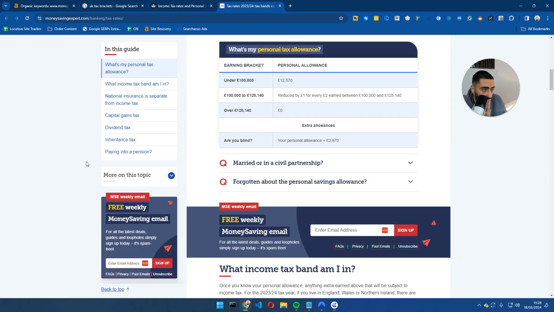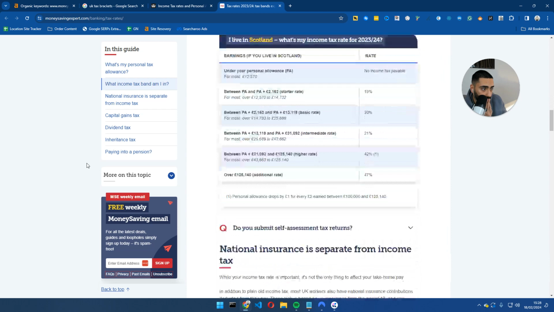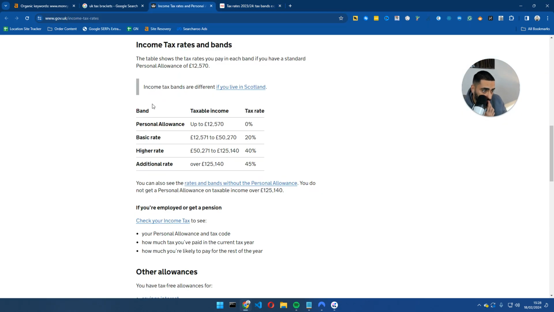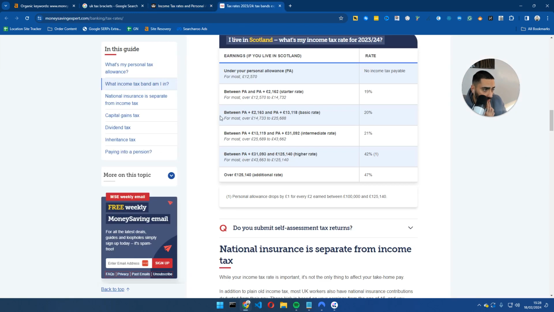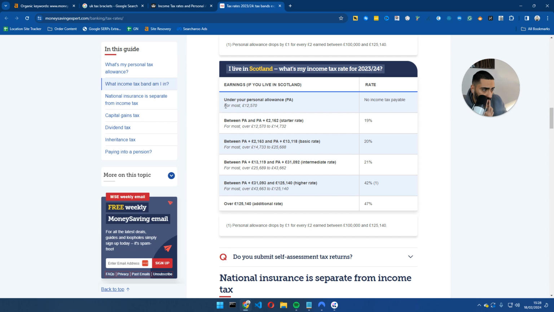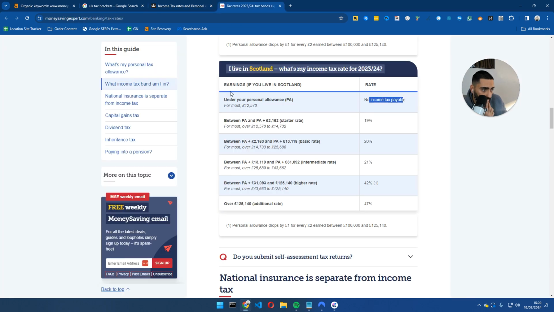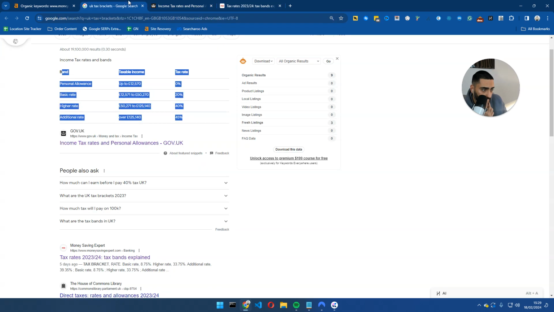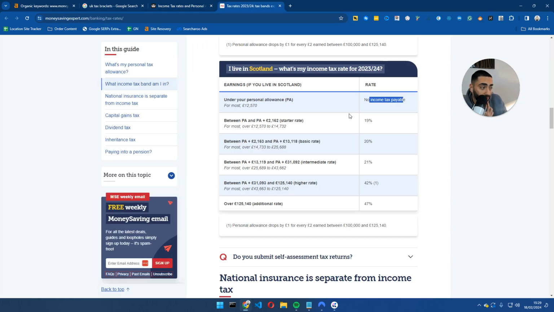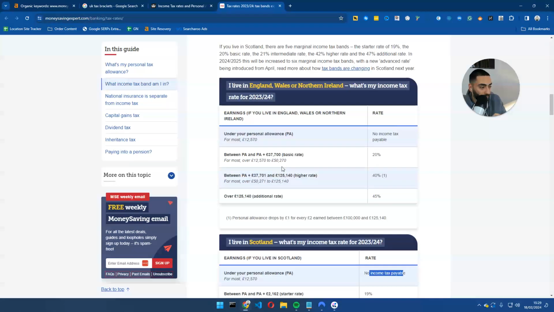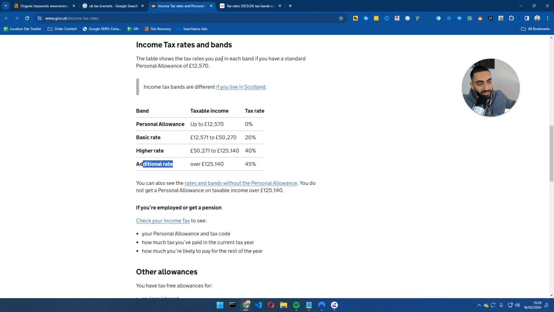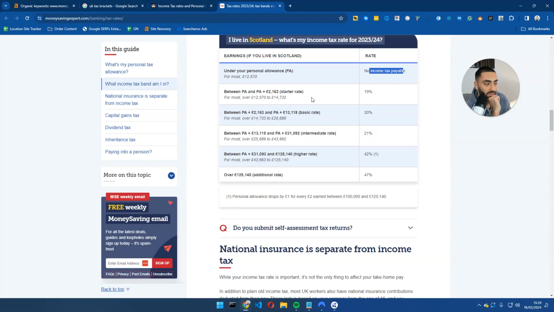So they've got, they do have a HTML table. And let's see, band, personal allowance, basic rate, higher rate, additional rate. Under your personal allowance, no taxable income. So they actually have all the information, which is quite the annoying part about this as a website owner, right? So if we take a look at first glance, you would say, well, this table here is actually better.